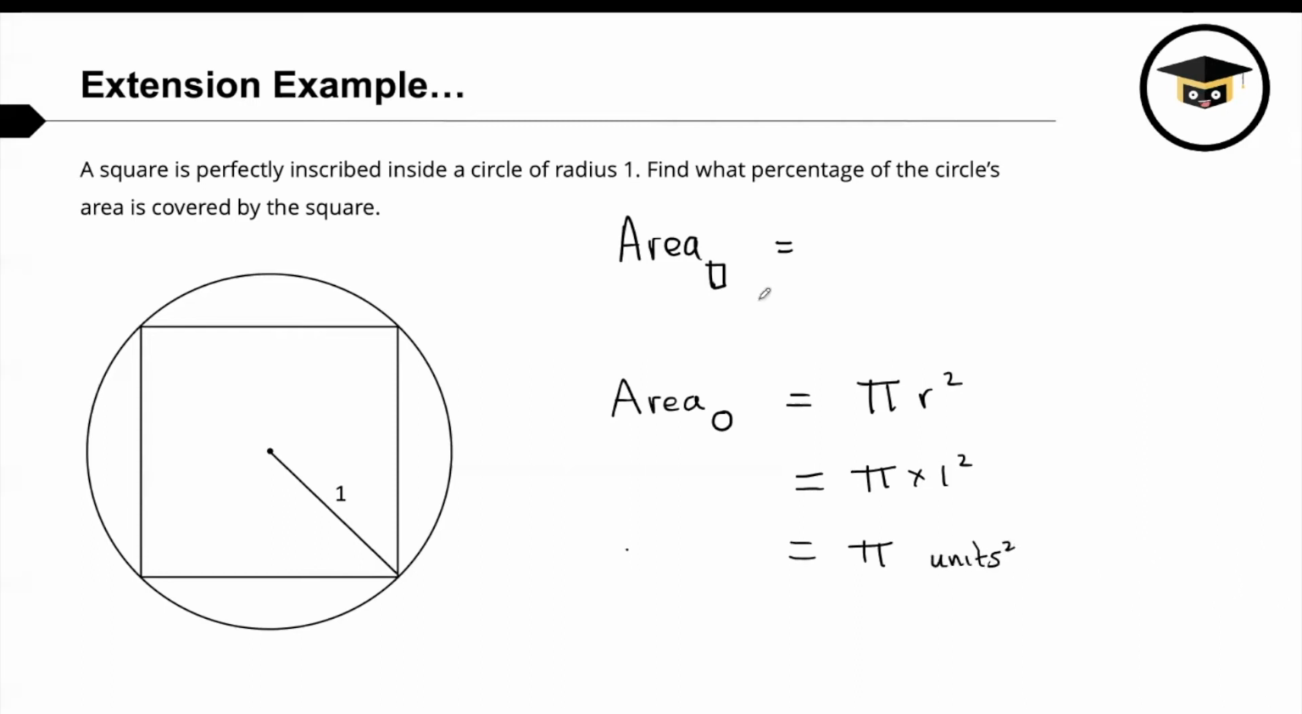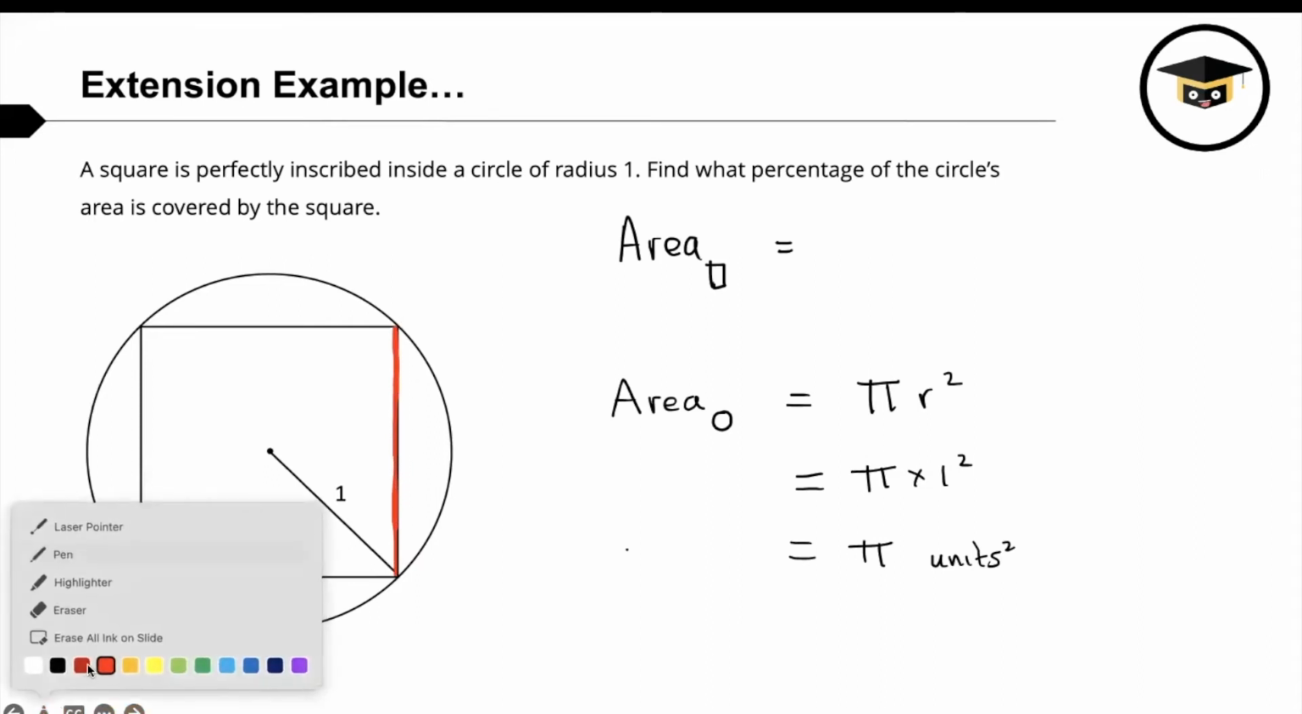Now, the area of the square is a bit more tricky because to find the area of a square, we need to find the side length of the square. Now you can see, since we've only been given 1 as our radius, we don't have the side length of the square, which I will draw in red for you. So this is really what we're trying to find. Now, there is a cool thing that we can do though.